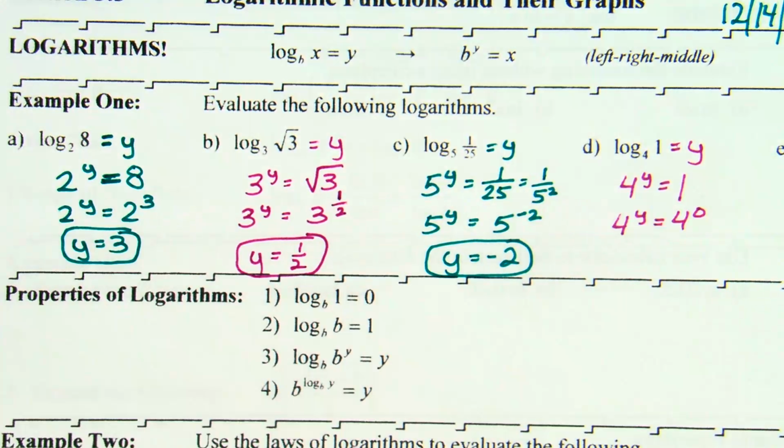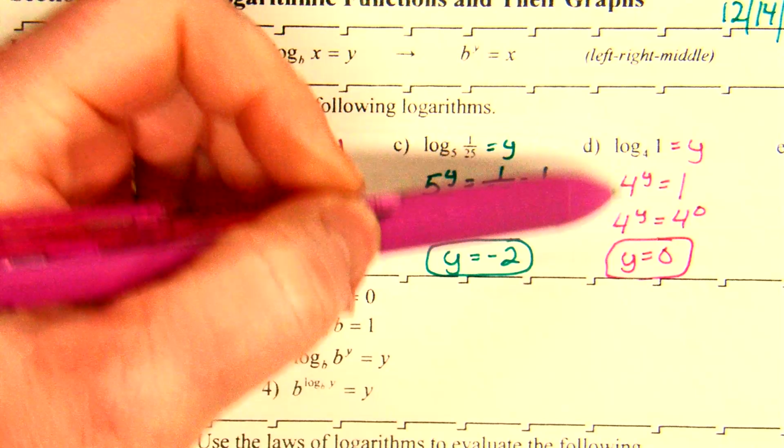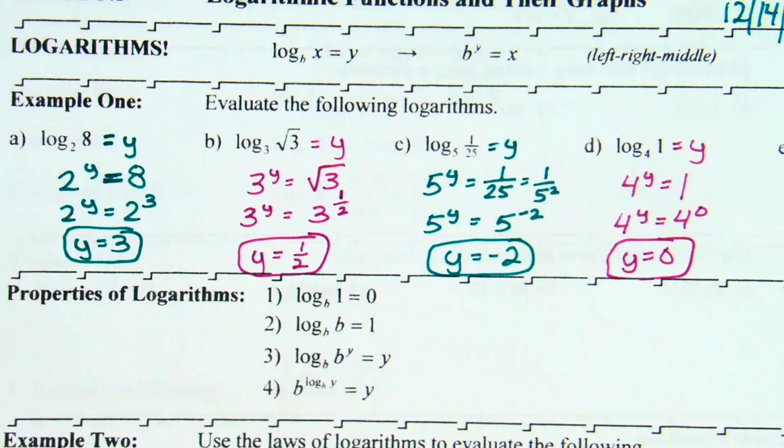Because go back to the original equation I wrote. 4 to the 0 equals 1. And that's a good flat out rule to just know. Log of 1, any base, is always 0. Always.